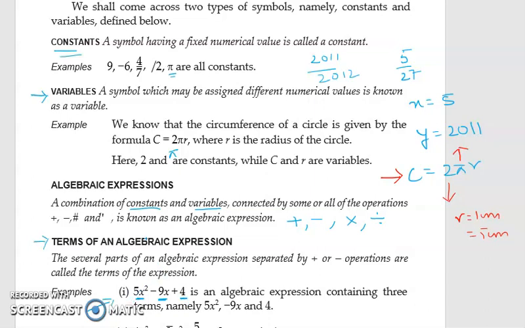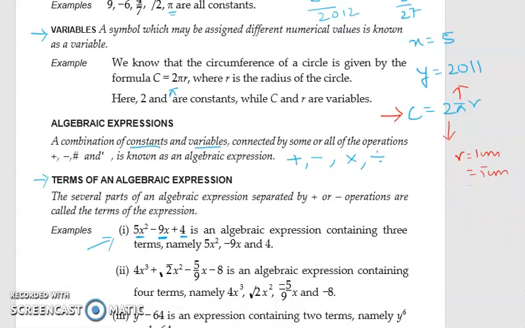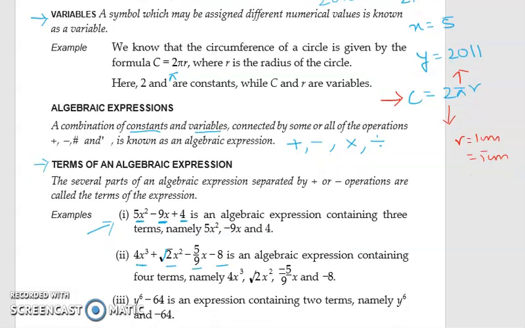So don't get confused in these definitions, students. You should know all this: what are constants, what are variables, what are algebraic expressions, and what are the terms. It will be more clear with examples. See another example: 4x cubed plus root 2 x square minus 5 by 9 x minus 8 is an algebraic expression containing 4 terms. What are the 4 terms? 4x cubed, and this is root 2, students, so root 2 x square, minus 5 by 9 x, minus 8. So 1, 2, 3, 4 terms. These are different examples, you can go through them, students.